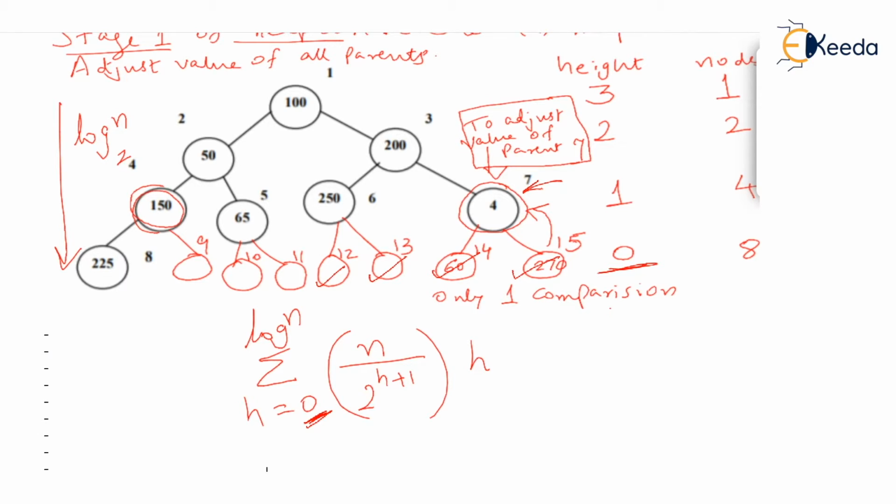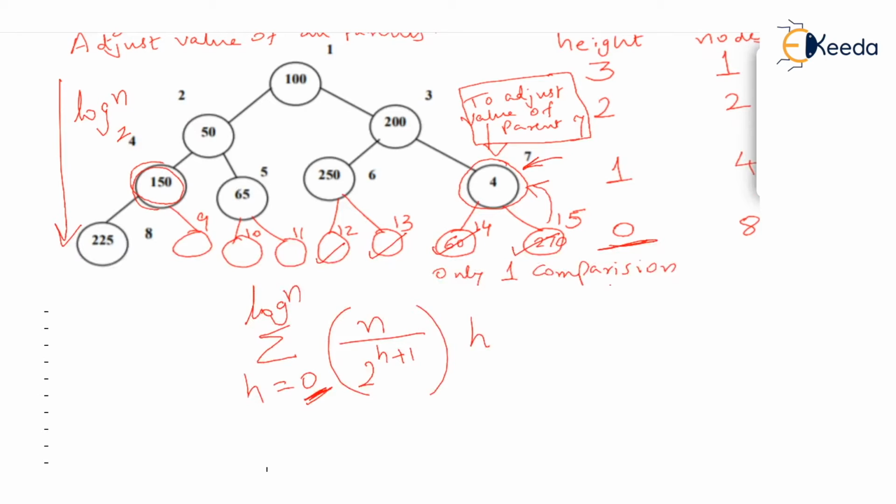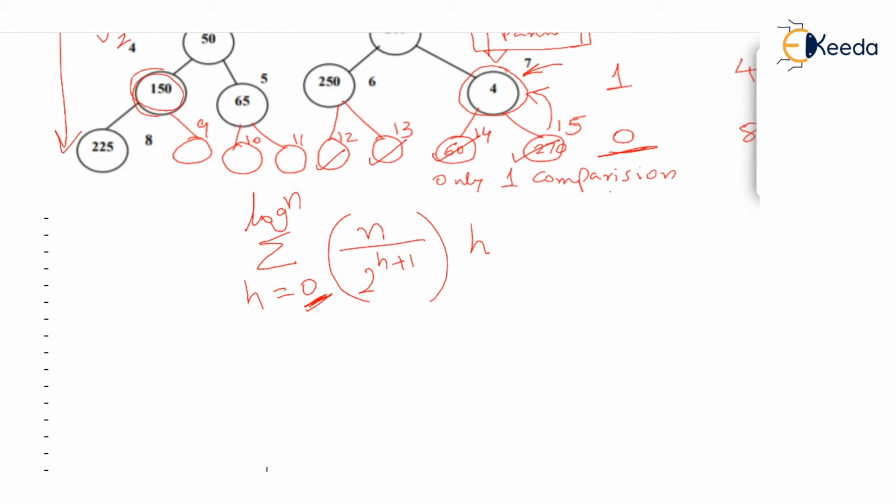So adding something to a big O notation is not going to hinder our final result. Anyway, so I have taken this summation from 0. Now watch this. Here n is not going to change in this formula. What is changing is h, isn't it? H is going from 0 to log n.